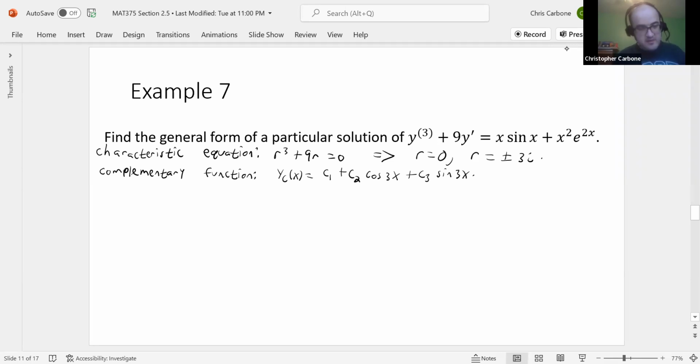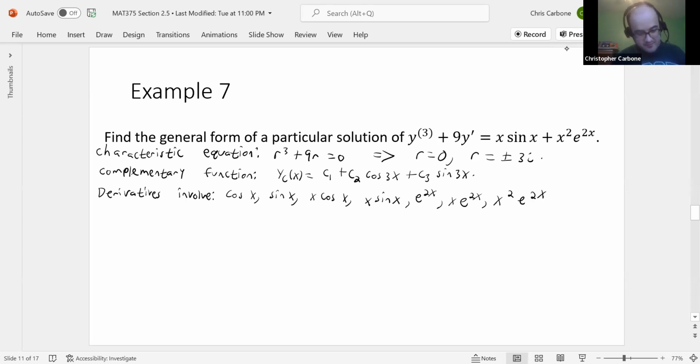So the derivatives here involve, well, let's see, cosine of x, sine of x, x times the cosine of x, x times the sine of x. All of these ones here involving our original f of x up here. And then additionally, we would also have e to the 2x from here, x times e to the 2x from these two, x squared times e to the 2x also from here. So none of these appear in the complementary function. As we could see, none of those terms are in here.